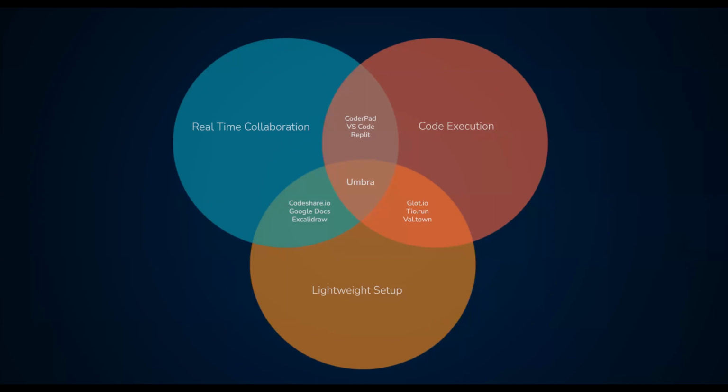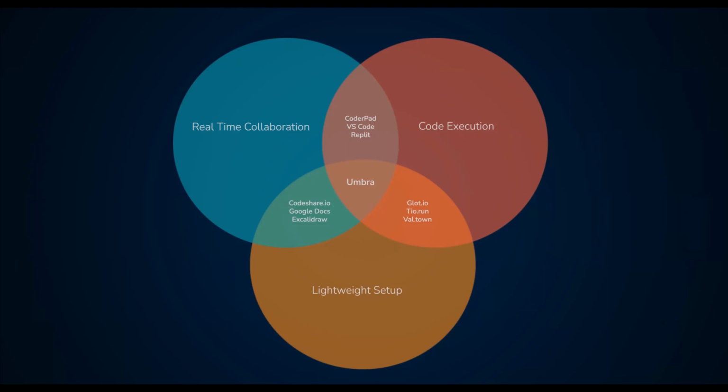For instance, platforms like Glot.io and Val Town excel at providing runnable code through shareable links, yet they lack features for collaborative editing. Conversely, services such as CodeShare support real-time collaborative editing, but don't offer the capability to execute code within the browser. Then there are comprehensive IDEs like VS Code Live Share and Replit, which combine real-time collaboration with code execution. However, they often introduce complexities such as mandatory user accounts, initial setup overhead, the need for consistent local IDEs among collaborators, or access behind a paywall.